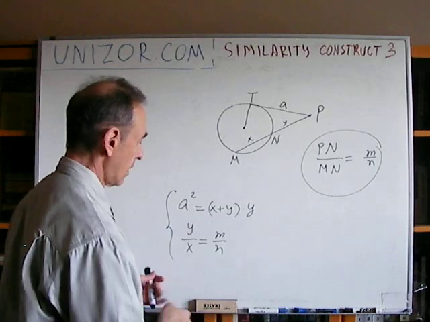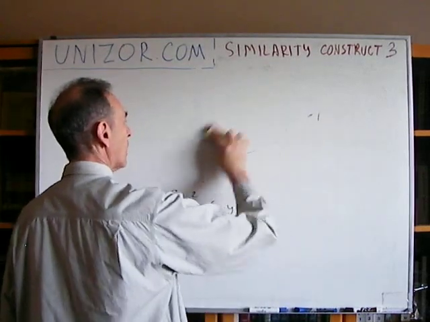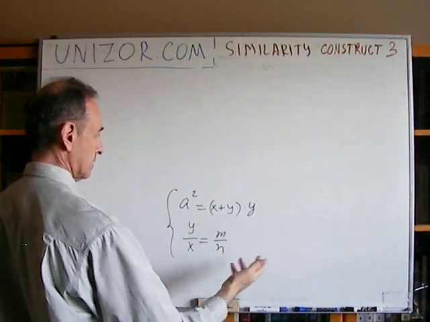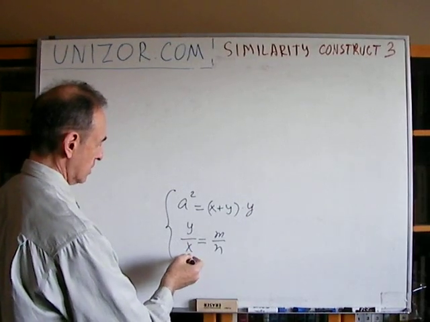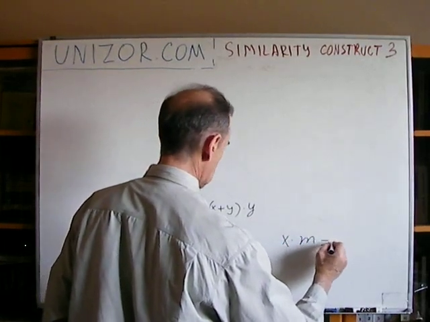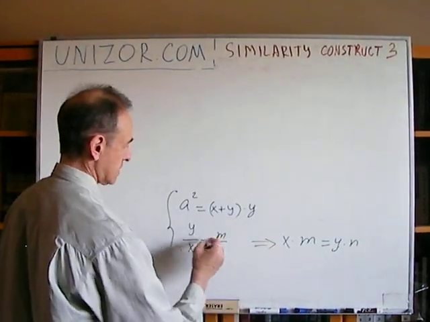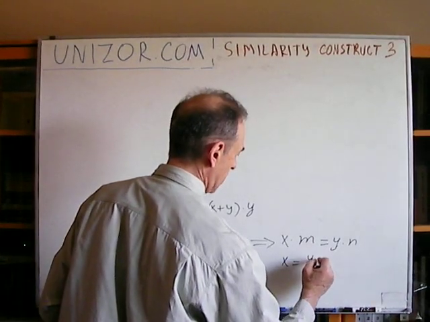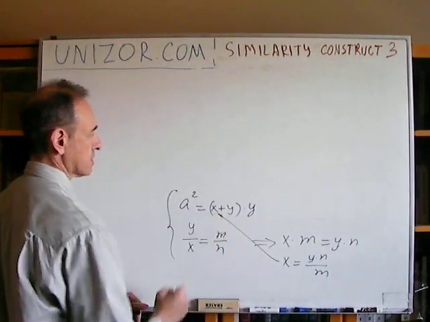And that's not really very difficult, so let's just do that. After we solve it, we will have a formula where x and y depend on a, m, and n. So what do we do? Well, it's easier probably if I use x from here. It's x times m is equal to y times n from this, right? X times m is equal to y times n, from where we get x is equal to y times n over m. Now we can substitute this into the other equation.